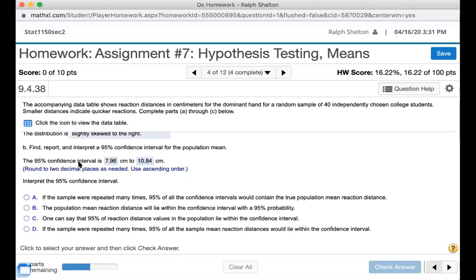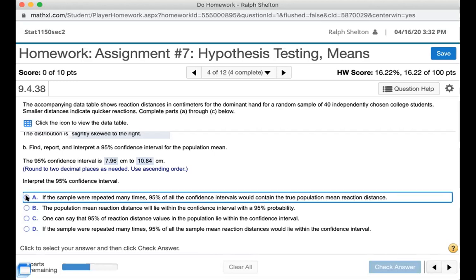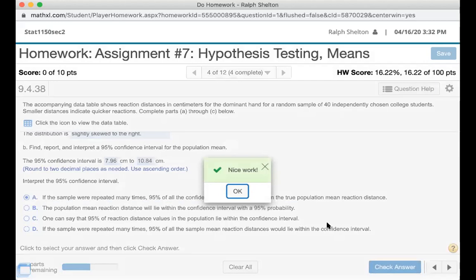Okay, so I typed the confidence interval in there. So if we sample many times, and each time we do that, we calculate a confidence interval, right? Because we get a different X bar and maybe a slightly different sample standard deviation each time. We do that many times. 95% of all those confidence intervals would contain the true population mean parameter. Here it's a reaction distance. So that's the answer, A. That's the correct interpretation.